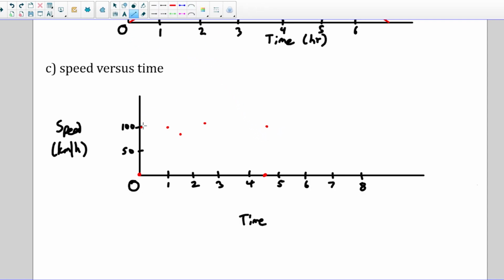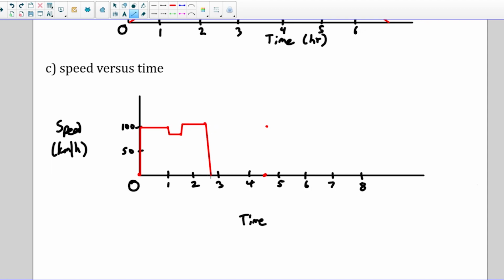Let's go ahead and connect our points. So again, this is basically a vertical line up there from 0 to 100. We cruise at 100 km/h for 1 hour. We're going to drop down to 80 km/h. We're going to go back up to 110 km/h rather.